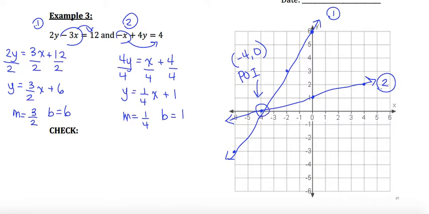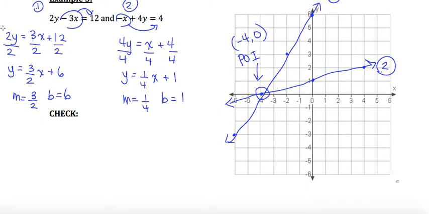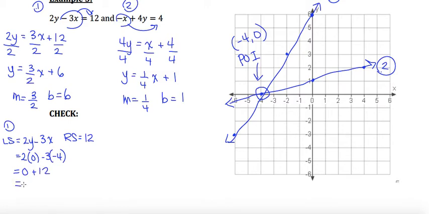So let's do that check to make sure I've done it correctly. Starting with equation 1, the left side is equal to 2y minus 3x. The right side is equal to 12. So 2 times 0 minus 3 times -4. 2 times 0 is 0. -3 times -4 is positive 12. And 0 plus positive 12 is 12. Left side equals right side. I'm off to a good start.